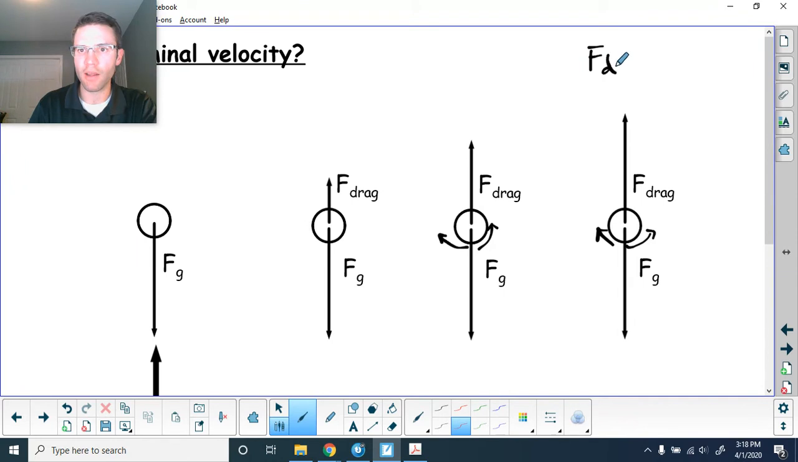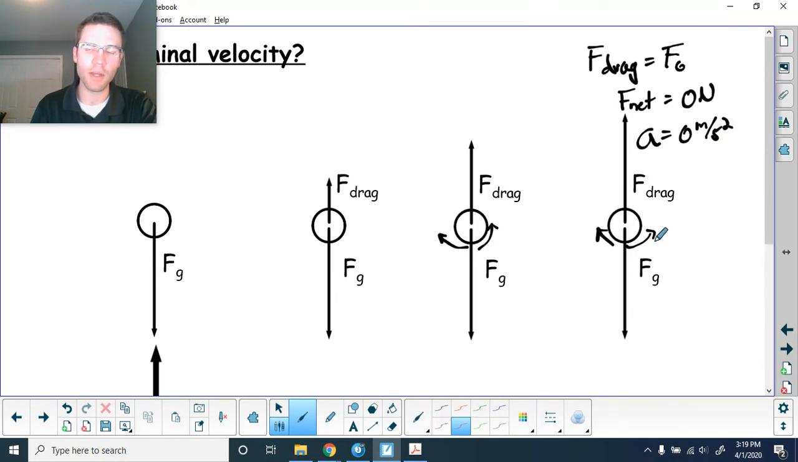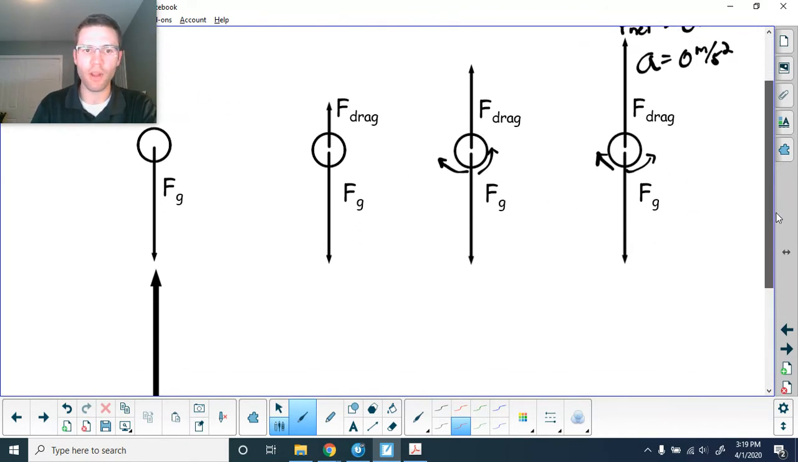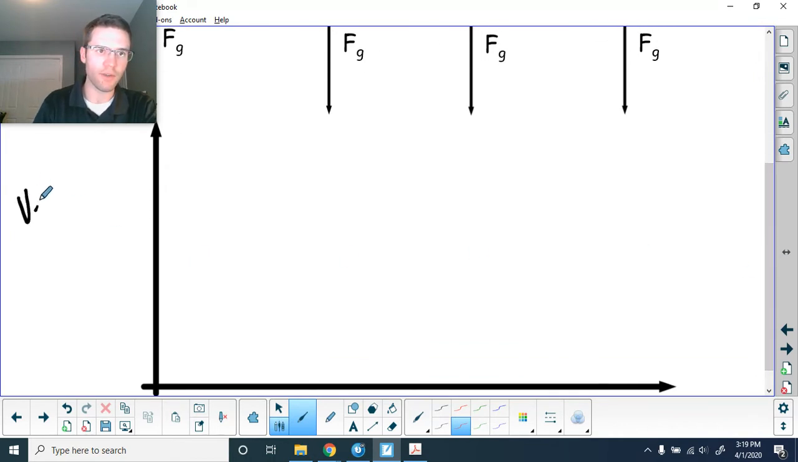If F drag equals Fg, then we know that F net, the net force on it, in the y direction is 0 newtons, and that means our acceleration is 0 meters per second squared, so this object is not going to be accelerating anymore. We've reached the maximum velocity, and that's terminal velocity. So how do we solve this? Well, we want to get a function of velocity as a function of time.